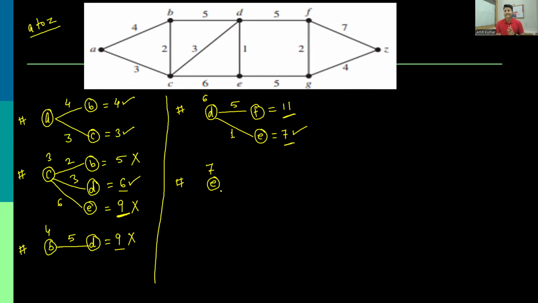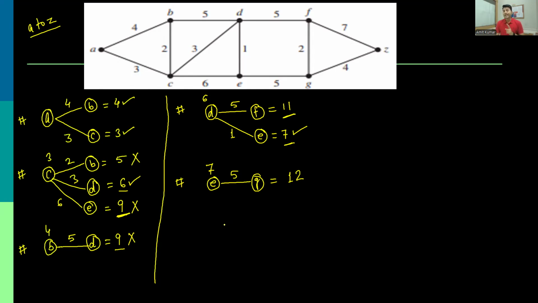So E to D is there, but D is already visited. E to C is there, but C is already visited. So we'll check E to G. The weight is 5. This will make the total 12. Okay, once again, the minimum weight.